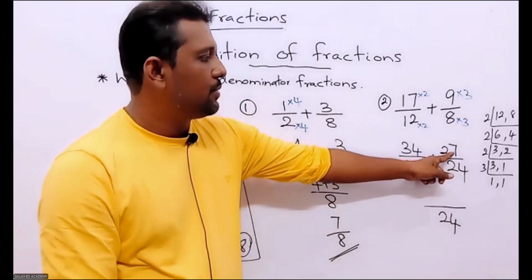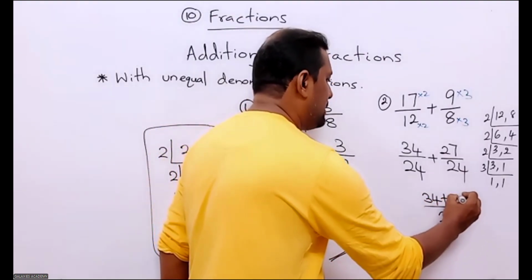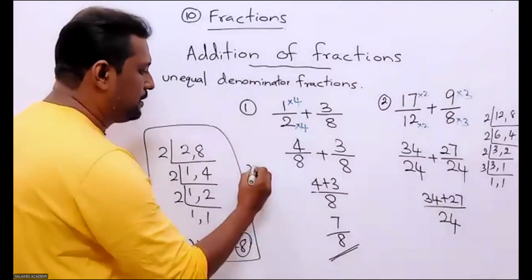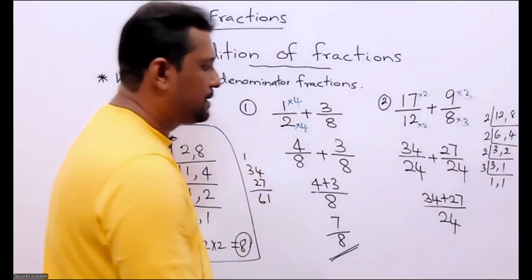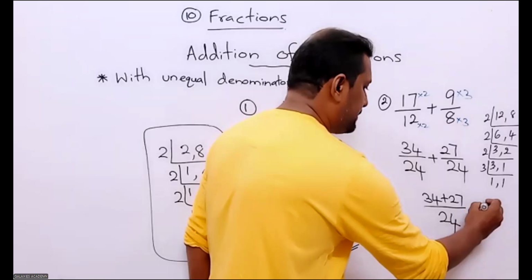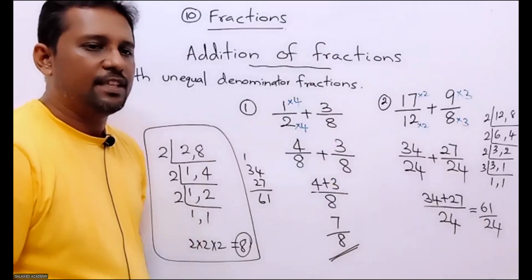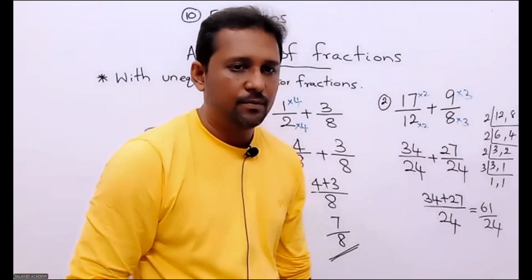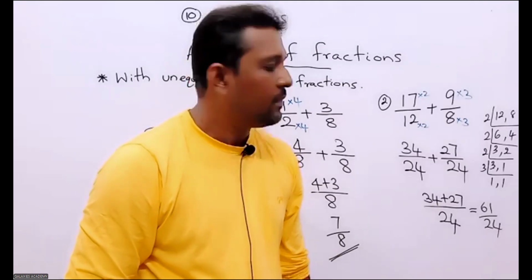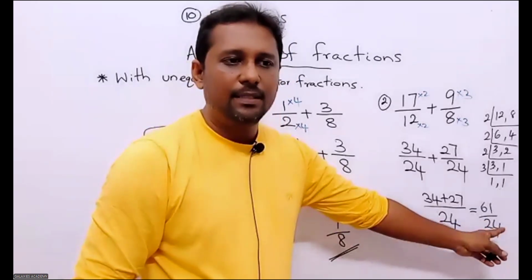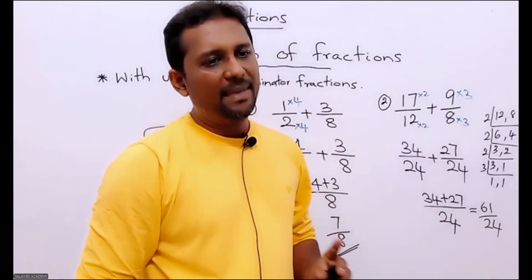Now you have to add these two numerators, 34 plus 27. Right. 34 plus 27 is 61. Is it the final answer? 61 over 24. Final answer? No. Why? It is an improper fraction. So you have to convert it into a mixed number.